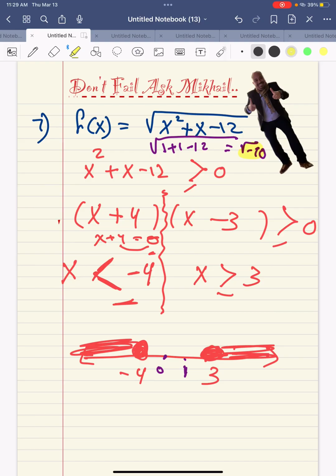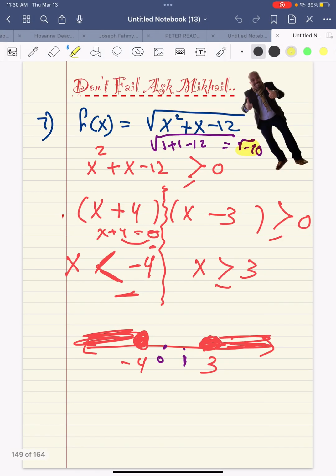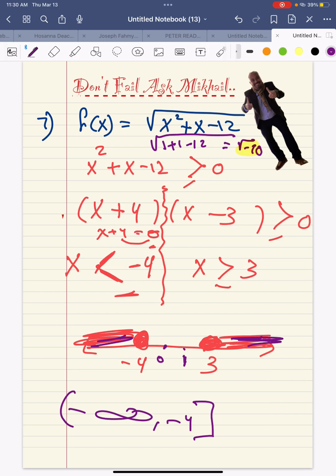So the domain actually is this part: negative infinity to negative 4, bracket, union, bracket, 3 to infinity.